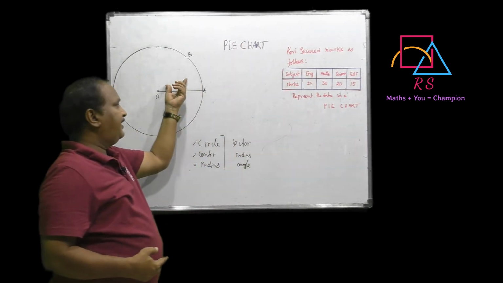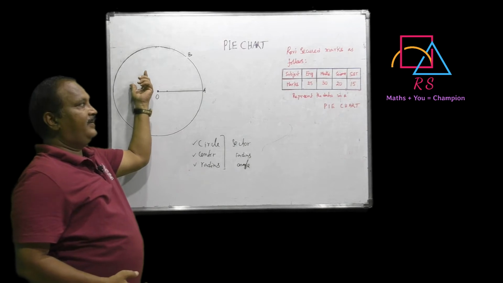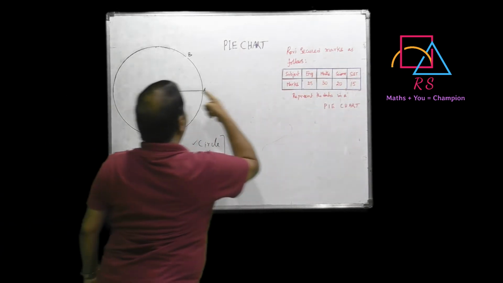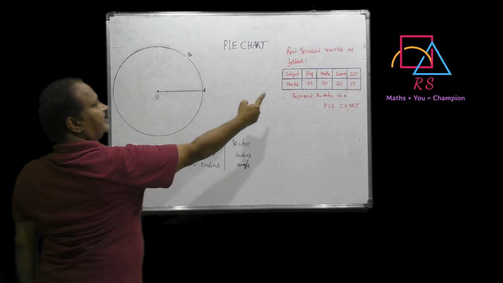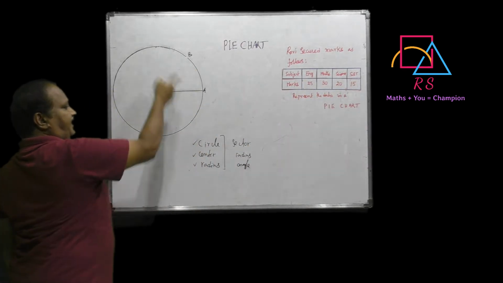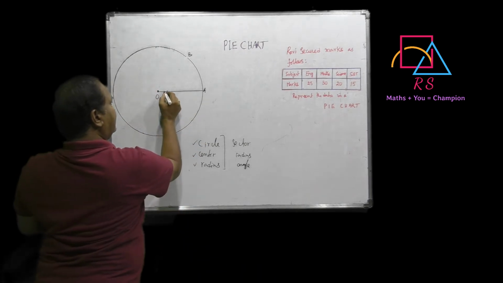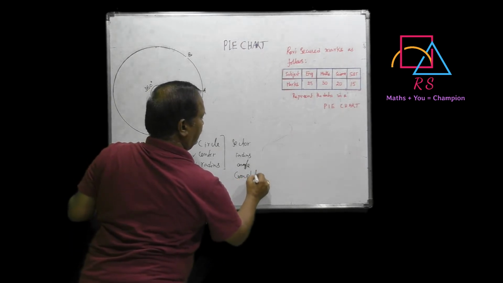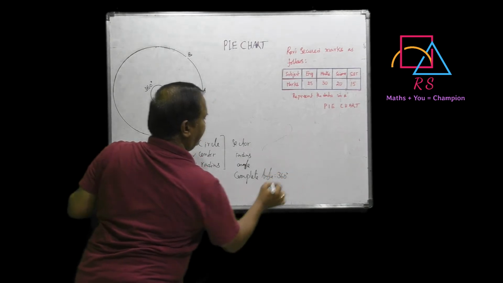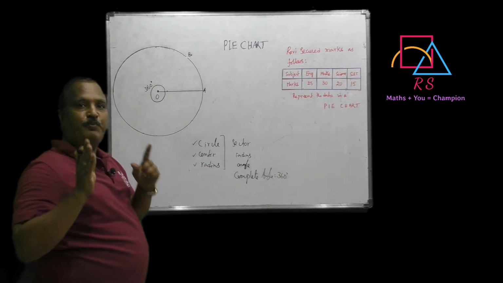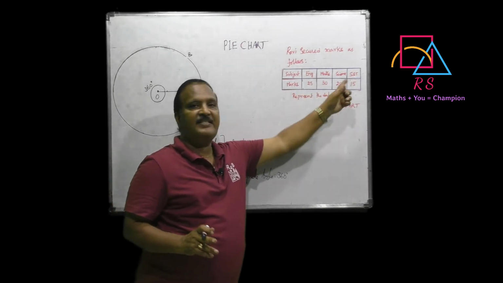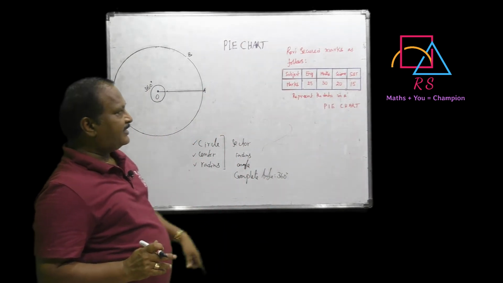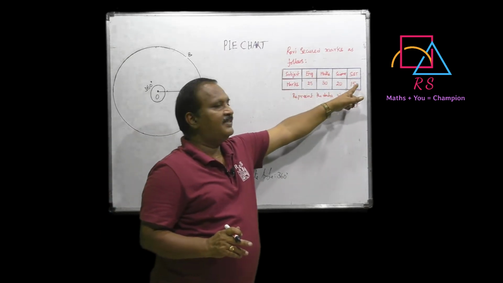We need to make an English sector here, a math sector here, a science sector here and an SST sector here. All these 4 sectors, English, math, science, SST, become a complete circle. So what will be the complete circle? This entire angle is 360 degrees, the complete angle. This 360 degrees should be distributed to English, math, science, SST, etc. as per the marks obtained. Now you can easily see the biggest sector is maths, the smallest sector is SST.